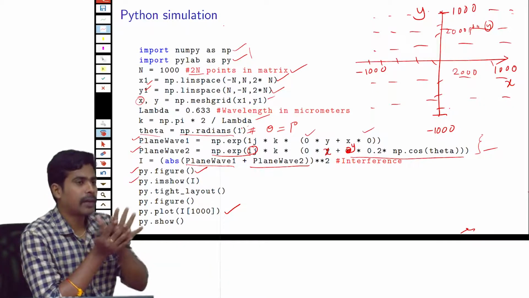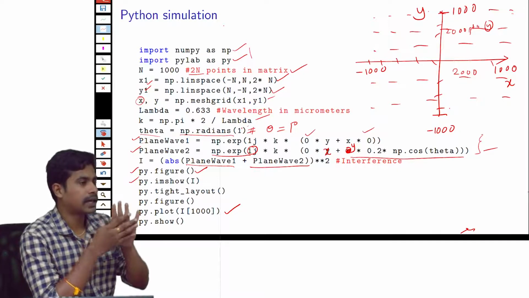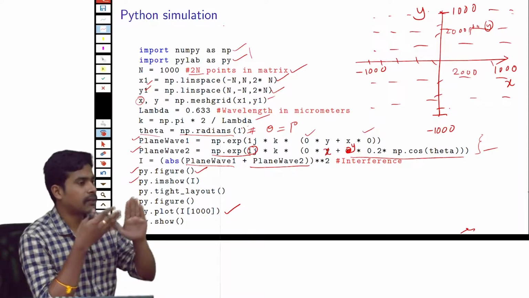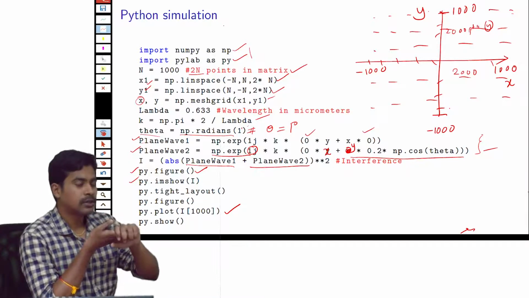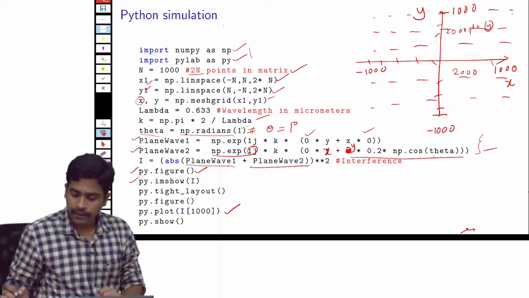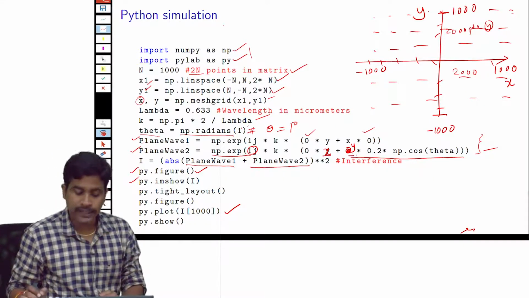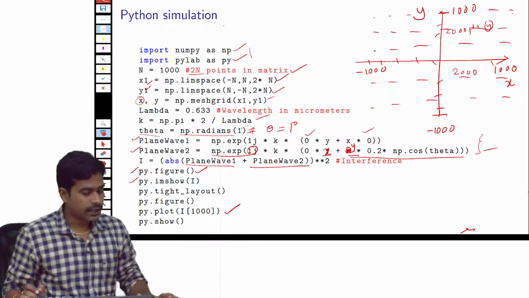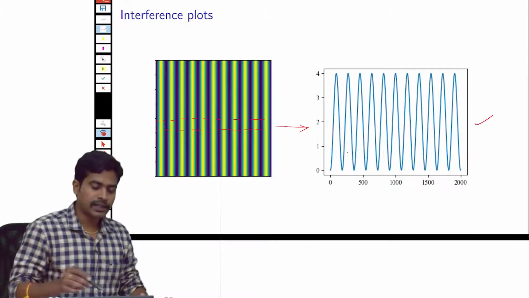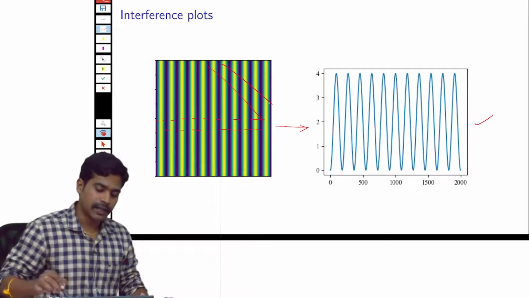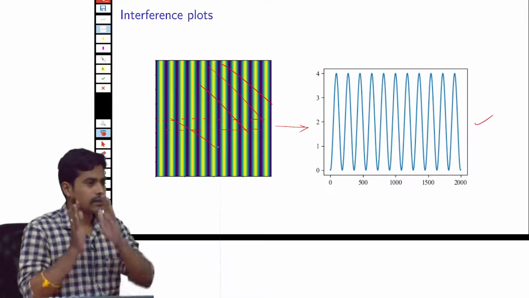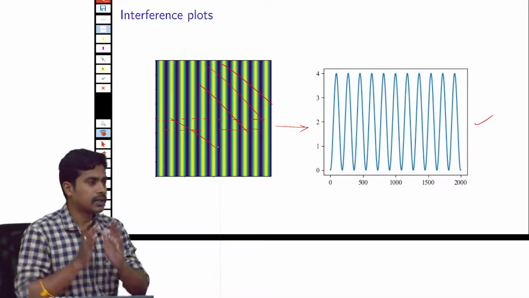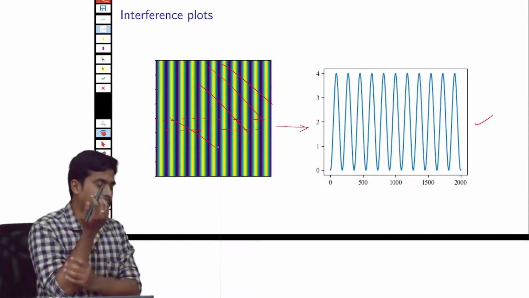For example, if you have a plane wave and another plane wave coming in some other direction, rather than in the yz plane or xz plane, then the path difference is going to be a function of both x and y. In that case the fringes may be in this direction rather than the x direction, because the wave is hitting at some other random angle.